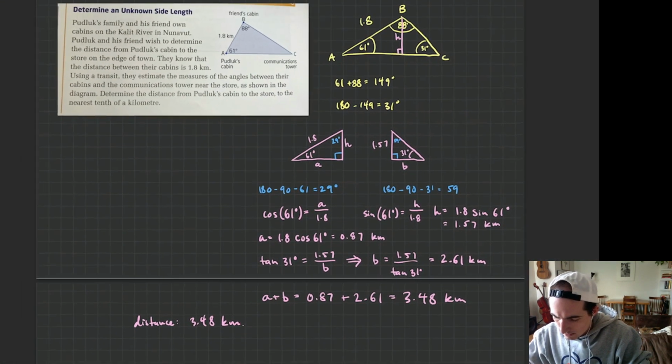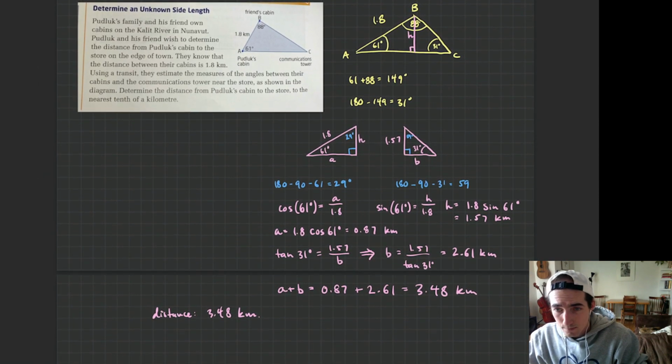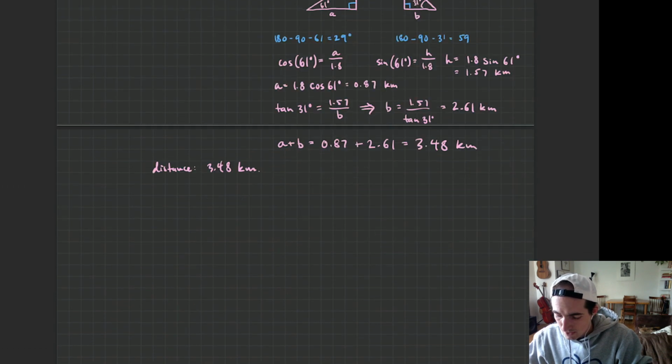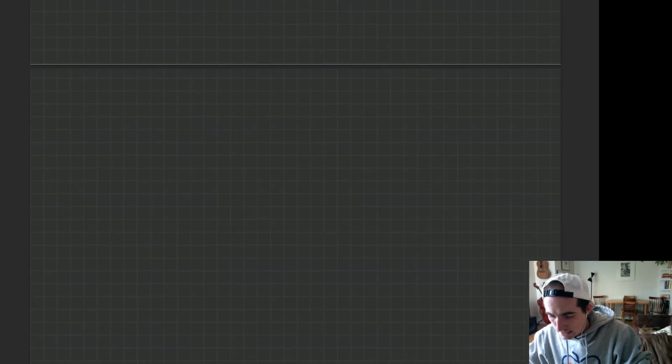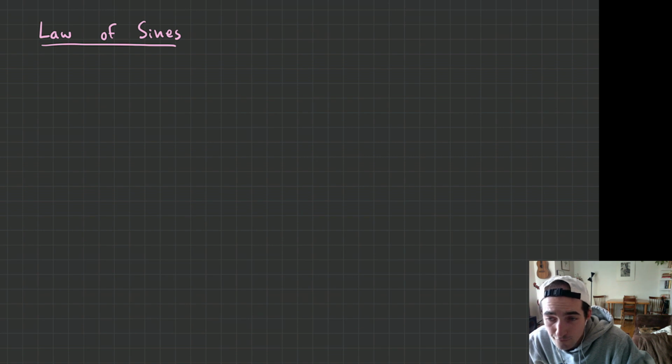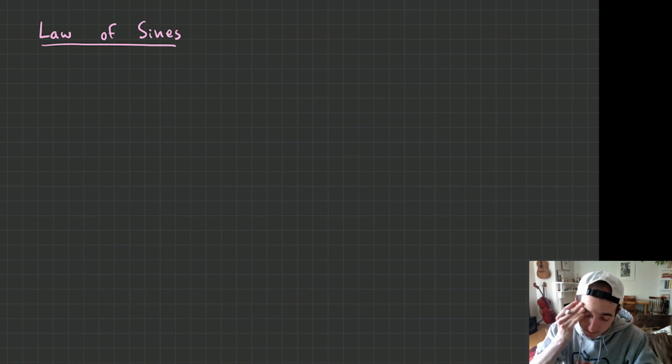But the moral of the story here is that this took up a lot of time, right? It's a lot of work. We had to split the problem up into two, solve two problems, and then stitch them back together. So this took some time, which is okay, but there's a faster way of doing this. This leads us to something called the sine law, or the law of sines, whatever you want to call it. Let's call it law of sines.